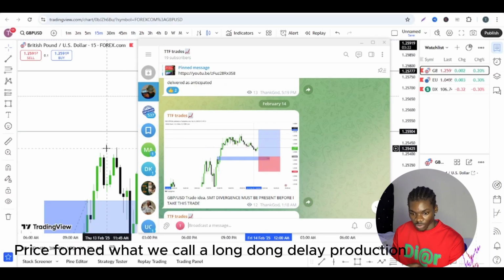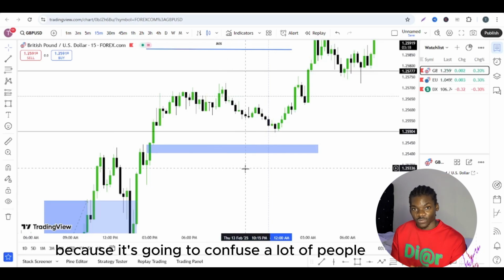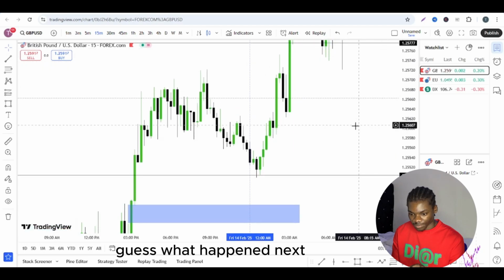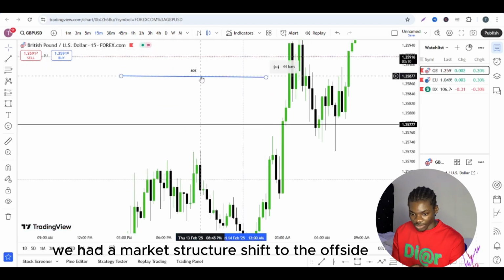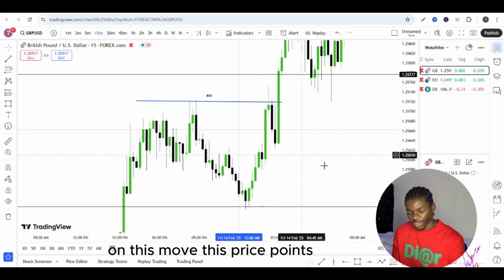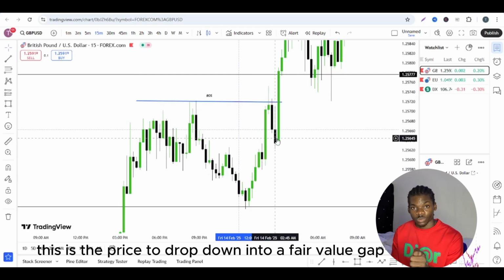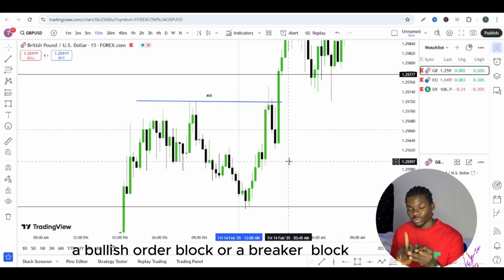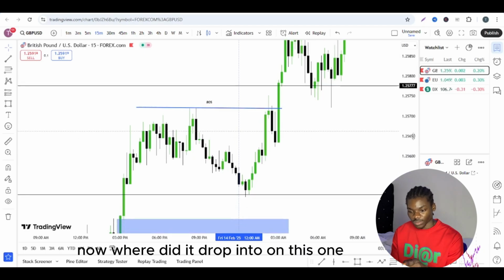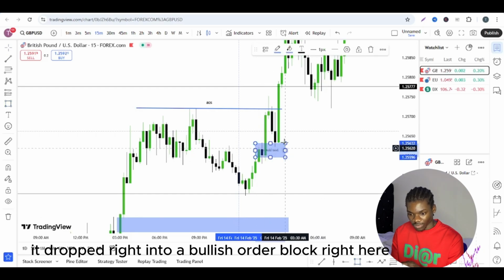Instead, price formed what we call a London delay protraction. I don't want to go into that kind of details because it's going to confuse a lot of people. But since price didn't get here, guess what happened next? We had a market structure shift to the upside on this move, this price point. Now, after this break of structure, what do you expect next? You expect price to drop down into a fair value gap, a bullish order block, or a breaker block. Now, where did it drop into on this one? It dropped right into a bullish order block right here.